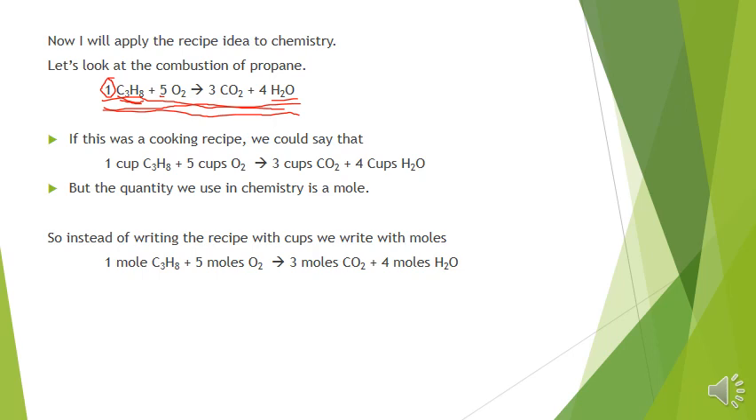If it was a cooking recipe, we could write it as 1 cup propane, 5 cups oxygen, 3 cups carbon dioxide, and 4 cups of water. But in chemistry, we don't use cups, we use moles. So we'll write it as 1 mole of propane plus 5 moles of oxygen yields 3 moles of carbon dioxide and 4 moles of water. Okay, so we're going to use this as our concept in stoichiometry. Instead of having a cup, we have a mole, and so we have to know what this amount is.